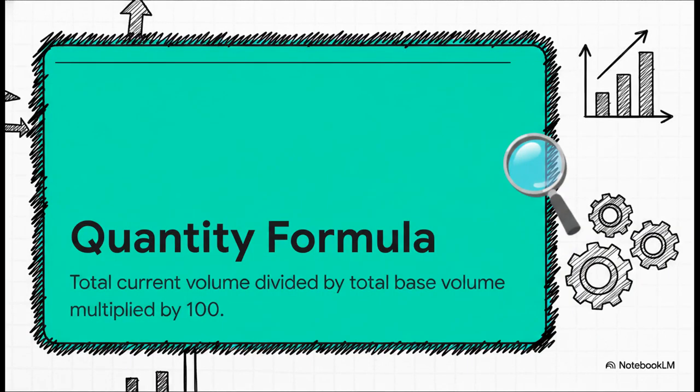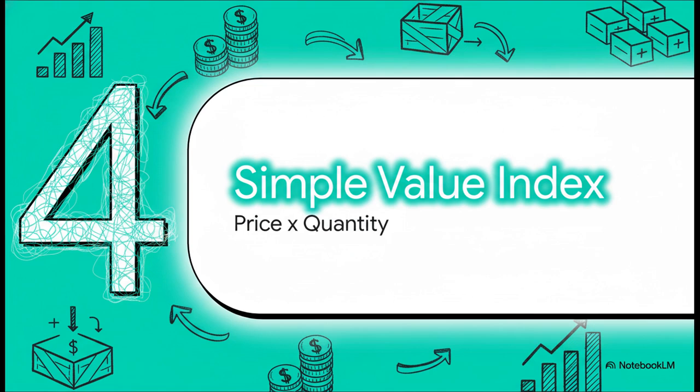The quantity formula here, Q01, follows the exact same structure as the price formula, we just swapped the P's for Q's. Plugging in our totals, we take our current volume of 280, divided by our base volume of 210, and multiply by 100. That reveals a quantity index of 133.33, showing us the relative percentage change in the physical volume of these commodities.